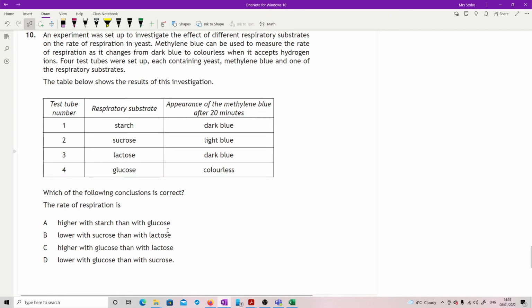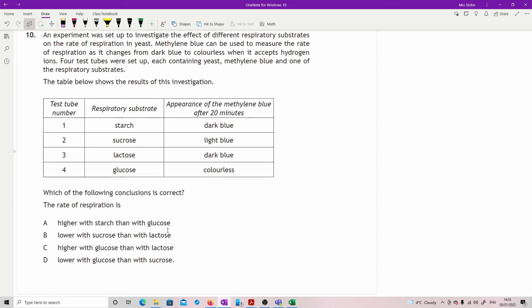Question 10. An experiment was set up to investigate the effect of different respiratory substrates on the rate of respiration in yeast. Methylene blue can be used to measure the rate of respiration as it changes from dark blue to colourless when it accepts hydrogen ions. Basically, as any dehydrogenase activity goes on, hydrogen ions are released, which will be attached to the coenzyme NAD, but if methylene blue is there, it will take some of them and it will change colour.